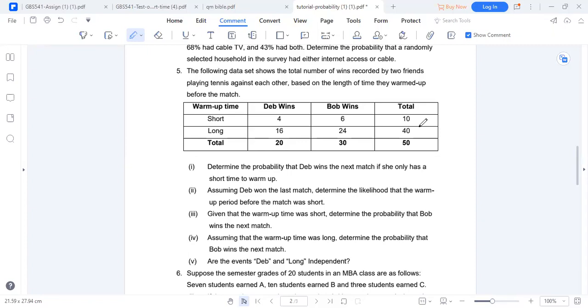So in this instance, I need us to learn how to make the notation. In short, find the probability that Deb wins, given, if, assuming, so we just put a slash there. So we're finding the probability of Deb if it is short. You can call this short S, long L, Deb D, Bob B. So we're looking for Deb given short. Can somebody help us? What figures are we looking at? D given S.